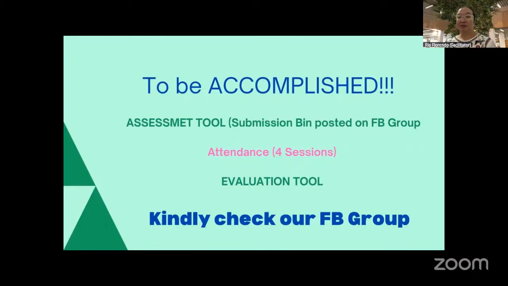So, the submission bin is up on our FB group page. Tatanggap po siya ng submissions hanggang mamaya pong 5 p.m. Copy-paste nyo lang po doon using your name as the file name. Submit lang po natin sa bin. Then, of course, also our attendance for session 4 and the evaluation tool on our FB group page as well. So, kindly accomplish all of it po so that we can send you your certificates for this program.